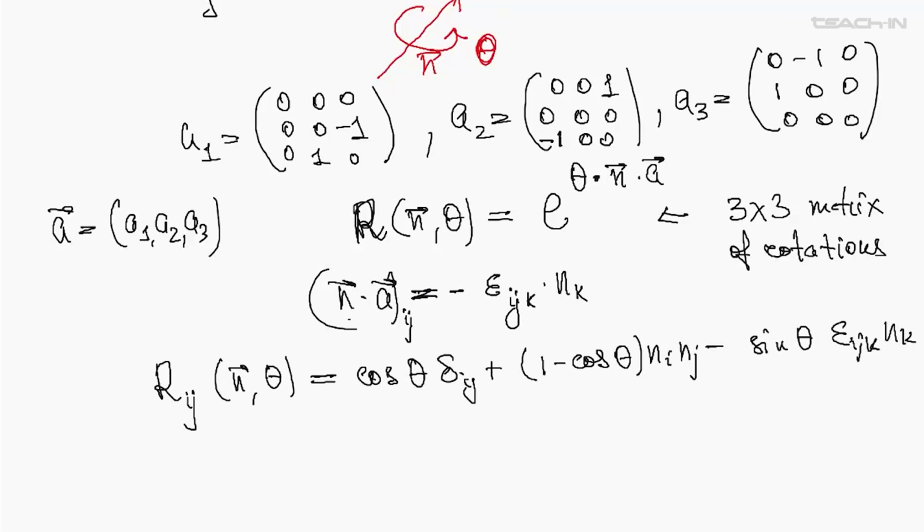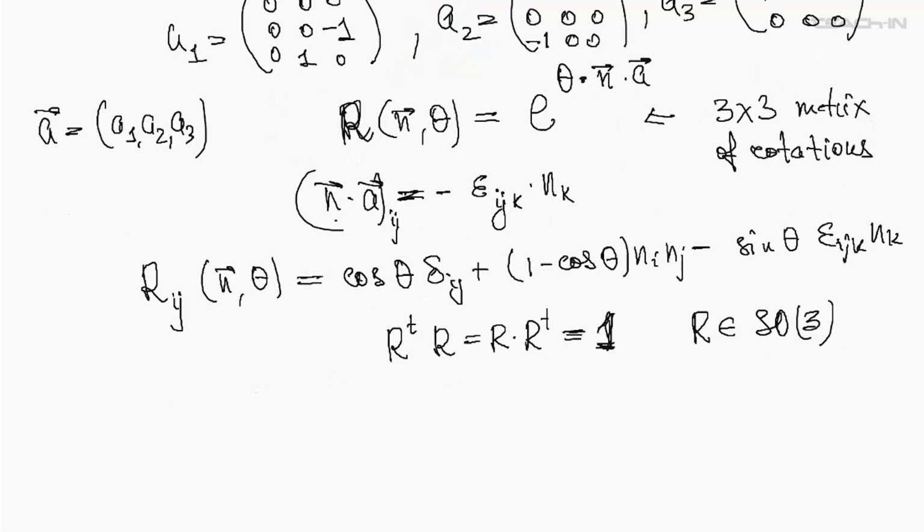This is how the ij component of this 3x3 matrix will look. You can explicitly check that this matrix is orthogonal, so it satisfies the property that R transpose multiplied by R is the same as R multiplied by R transpose, equal to 1. You can easily check this. Orthogonality relation, which means that this matrix is an element of the group SO(3), the group of rotations. It has unit determinant. What else should be said?